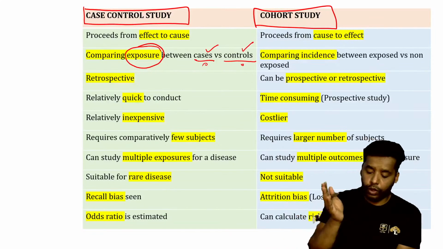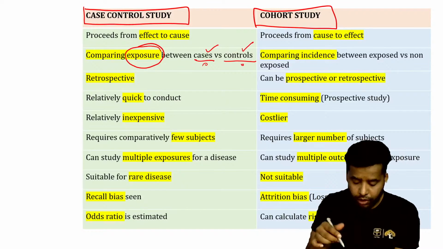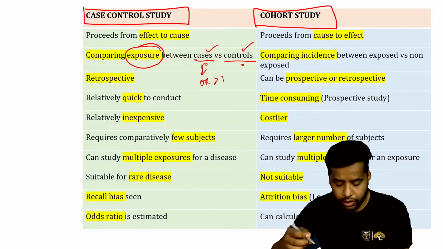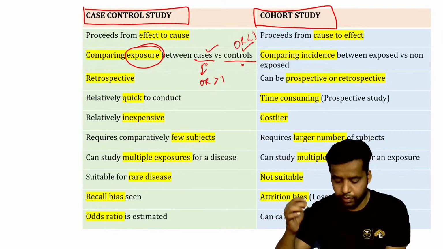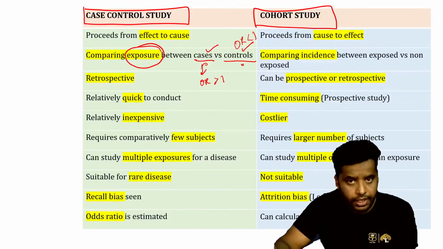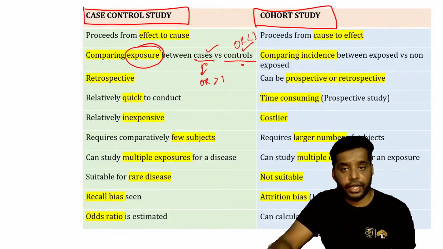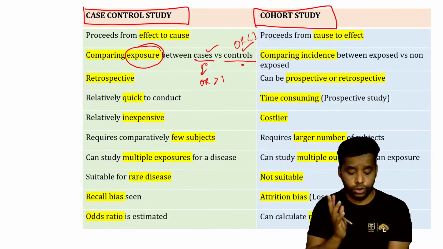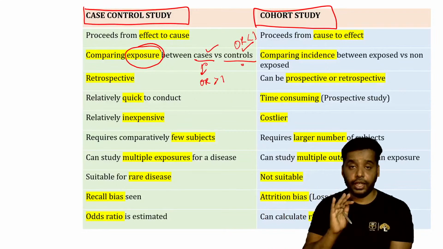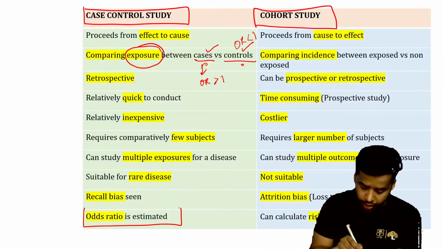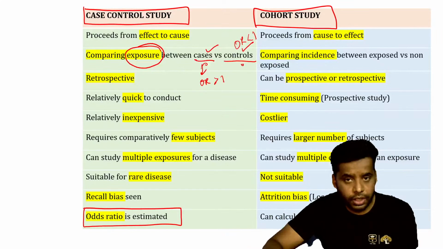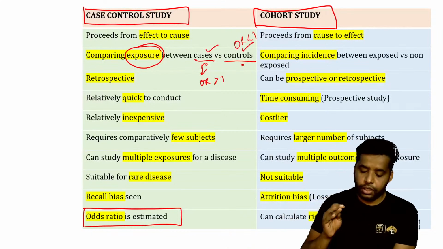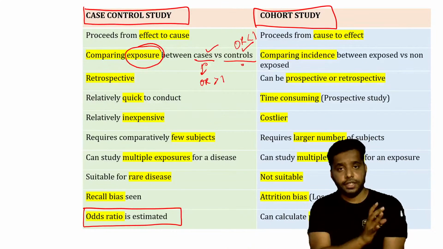If the exposure is more in cases, odds ratio what you calculate will be more than 1. If the exposure is more in controls, odds ratio will be less than 1. More than one, positive association, risk factor. Less than one, negative association, protective factor. This is how you infer the strength of association. Strength of association in a case control study is given by odds ratio. More than one positive association, less than one negative association. Good. So what you are doing, you are checking the exposure pattern in cases and controls.